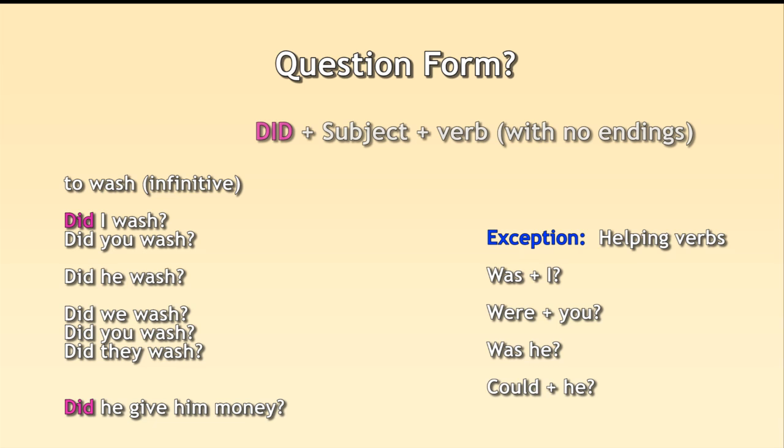One example, did he give him money? Or did he come late this morning? And feel free to add some new. There's also an exception, again with helping verbs. They don't need this addition did because they are already helping verbs. They don't need another helping verb to negate them. They can negate themselves. So it will be, instead of I was, was I? Instead of you were, were you? Instead of he was, was he? And this is also true for could, should, would. It's going to be could he, would he, and so on.